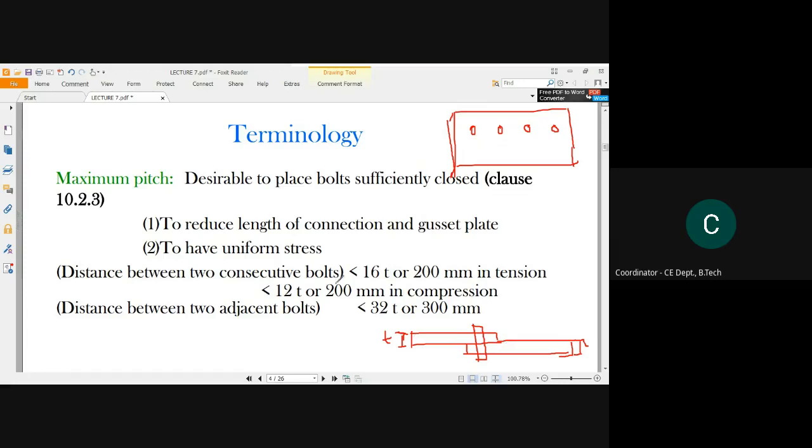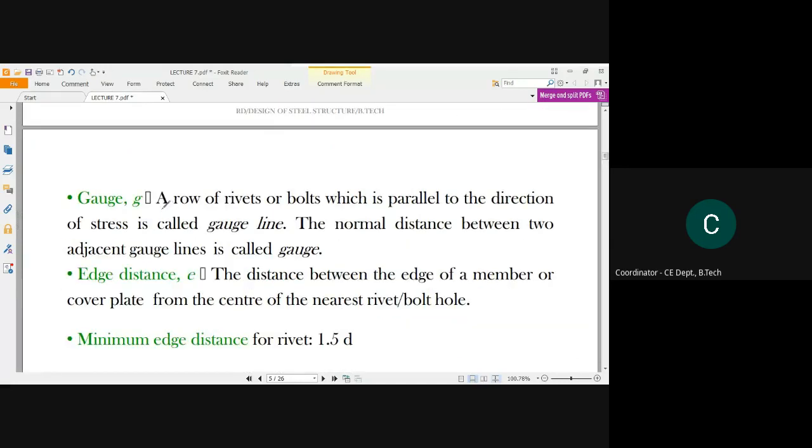So considering that, 16 into T or 200 millimeter when the member is in tension, and the factor will be reduced for compression. See here, for tension it has been considered to be 16 and for compression it has been considered to be 12. So that should also be the minimum plate thickness into 12 or 200 millimeter in compression. So let us see what it says.